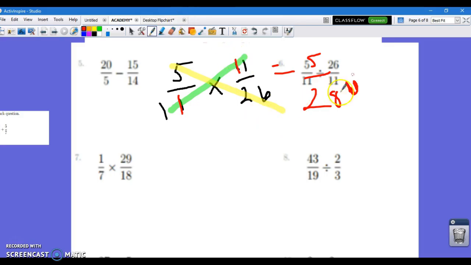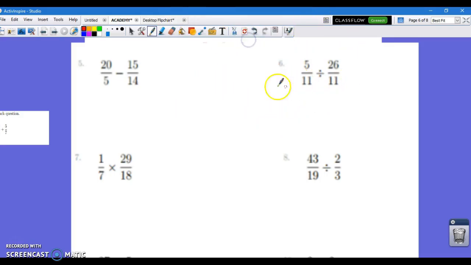Okay? So for number 6, it'll be this one. And again, I think I might be doing some ones that are actually on your packet. All right. So here, we don't have to flip because it's already multiplying. So we can look to see if we can reduce this way, and this way. Remember that rule, that 1 and whatever number rule? So you know that's not going to reduce.